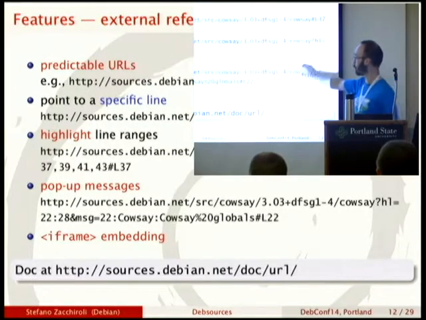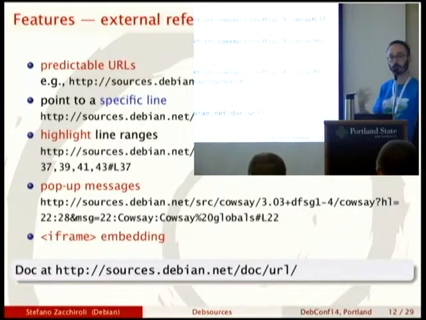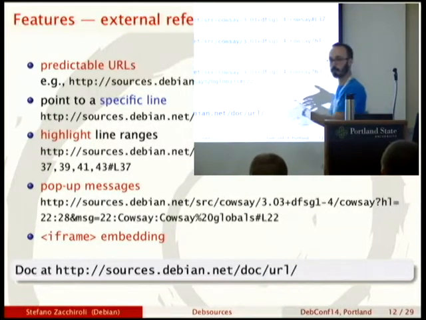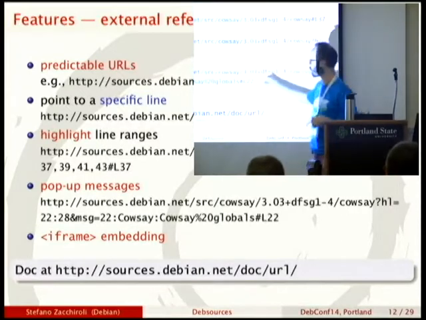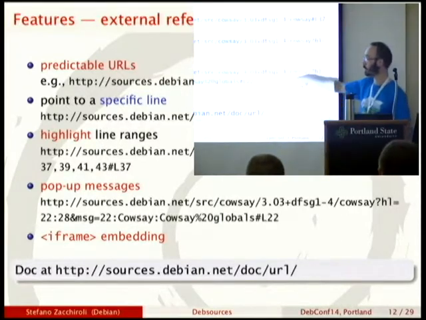Okay, this is what we mean to use for errors. So there is a static analysis tool that will return some specific errors associated to a line, and the idea is that to point into DebSources, they will use something like this.